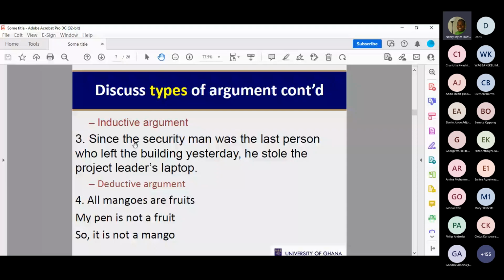Now, we all can tell why this reasoning is inductive. It's simply because even if we took it to be true that the security man was the last person who left the building yesterday, it still doesn't mean necessarily that we should conclude that he stole the laptop. He may be the last person, but that doesn't mean by force that he stole the laptop, not necessarily. So this reasoning is an inductive one. You are forcing the conclusion onto the premises. You are not taking it from the premises.